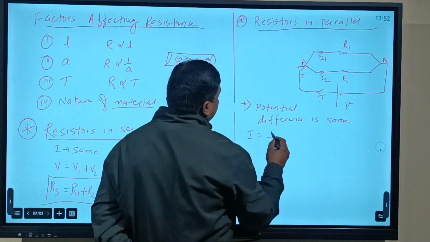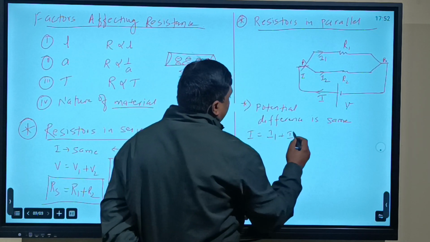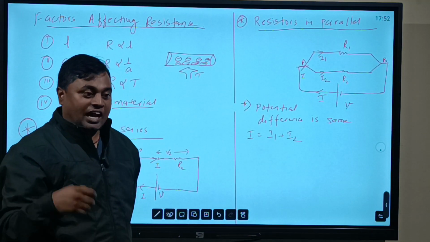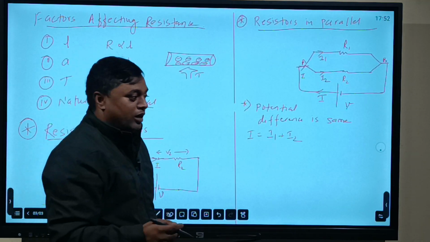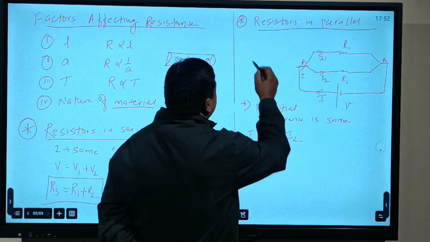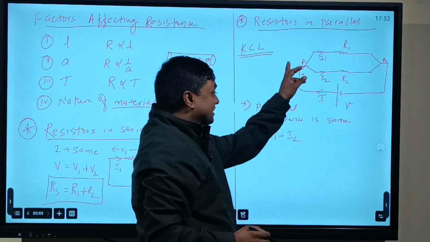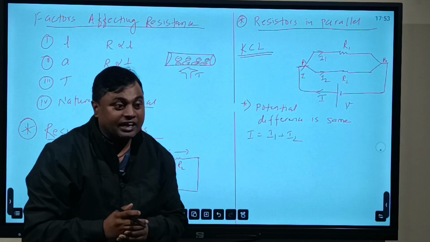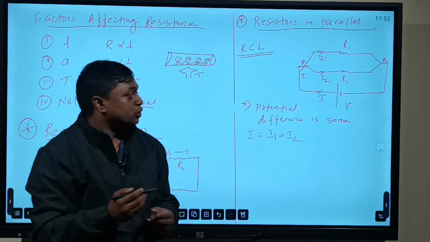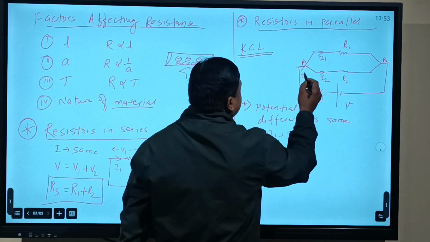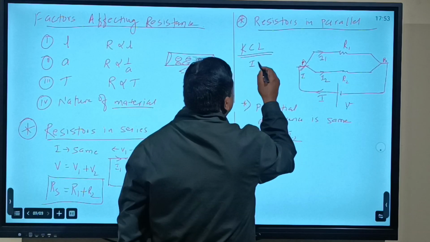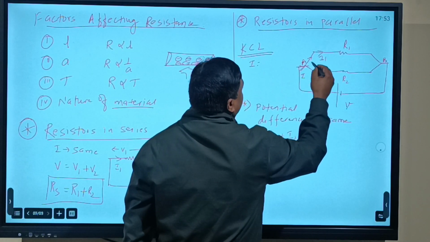So what can we write? I is equal to I1 plus I2. You will study in higher standard that there is a law called Kirchhoff's current law, KCL. According to this law, at the junction, the sum of entering current is equal to the sum of leaving current. So at point A, children, what is the entering current? I is there. And what are the leaving currents? I1 and I2.